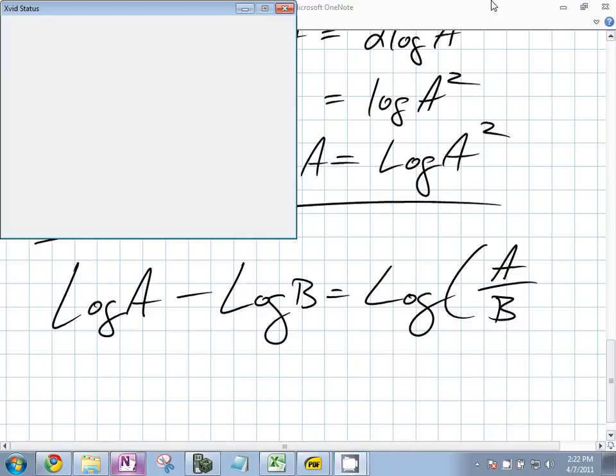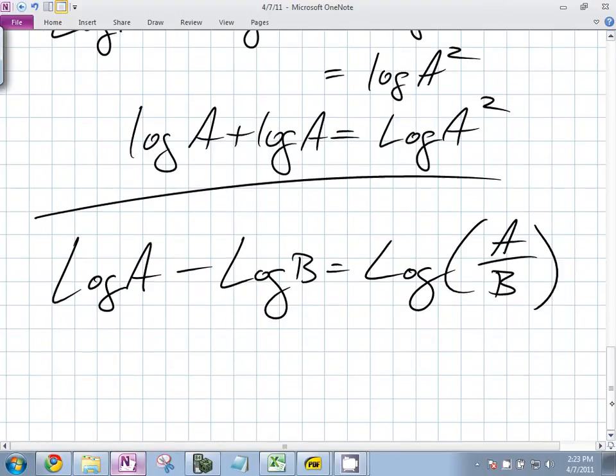Exactly. None of those rules change when the base is even. They just have to be the same. Now here, though, you could do this a different way.